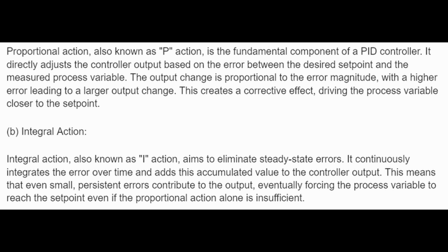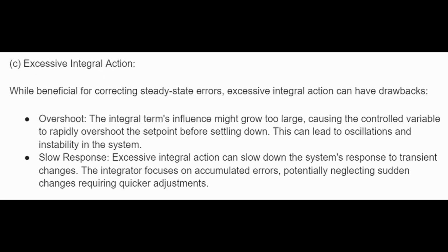B. Integral action. Integral action, also known as I action, aims to eliminate steady-state errors. It continuously integrates the error over time and adds this accumulated value to the controller output. This means that even small, persistent errors contribute to the output, eventually forcing the process variable to reach the set point even if the proportional action alone is insufficient.